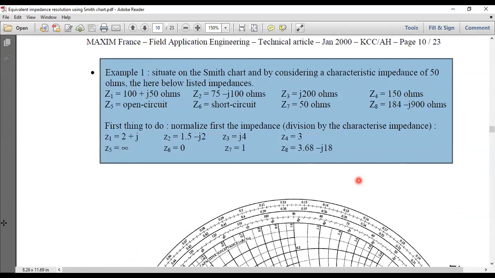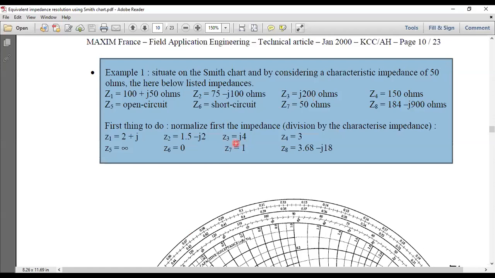Yes, sir. Okay, so now this is Z3. Now Z3 is J200, which means here the real part is 0. Now it is somewhat interesting. If your real part is 0, then what happens? J200 divided by 50, how much is it? J4. So Z3 equals J4.